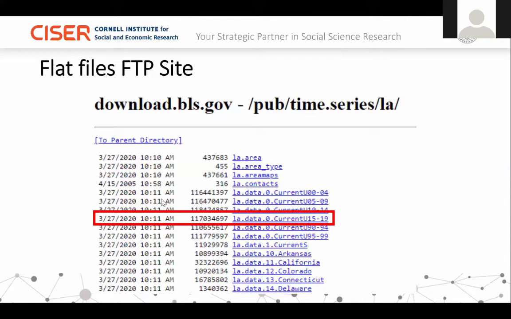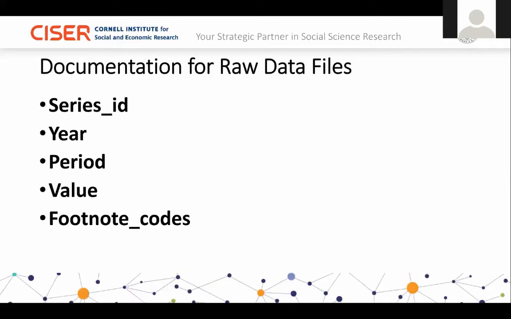These data are contained in the raw data file called la.data.0.CurrentU15-19. The raw data files can have well over 1 million records each and just 5 fields that are tab delimited. In other words, these are tall and skinny files. The 5 fields are series ID, year, period, value, and footnote codes.